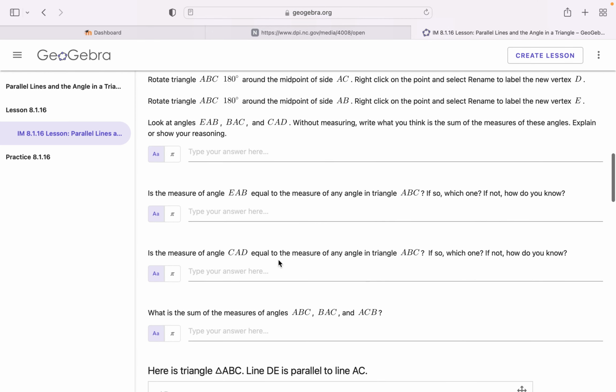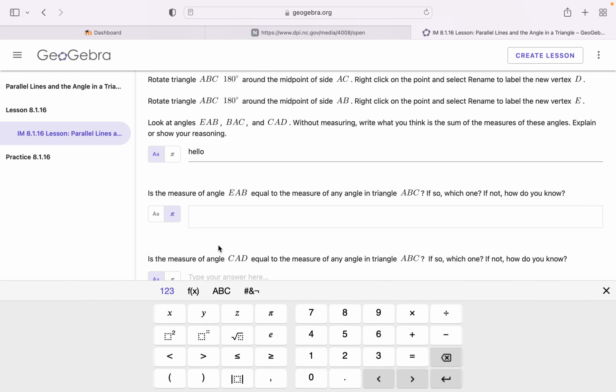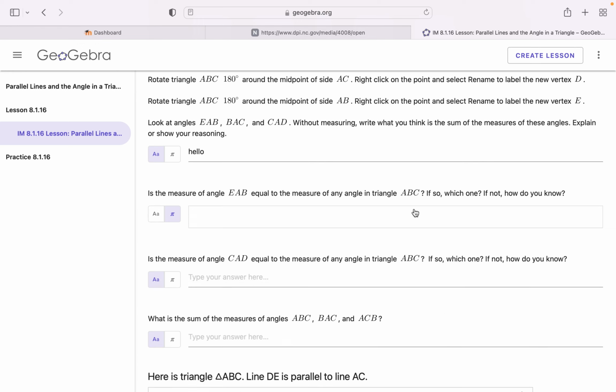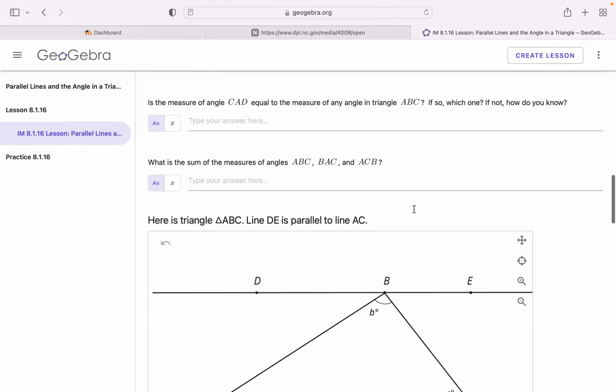So as you can see here, it's super helpful that students are going to be given each question and they're going to be able to write it and type out their answer. Or they can go here and click on the equations. See that pi symbol? It's going to give us functions, other letters, numbers, and symbols that they're going to be able to use. I'm going to X that out. So we're going to scroll down here.